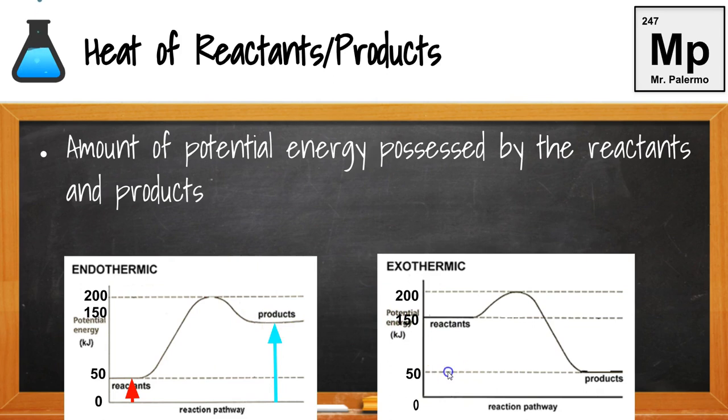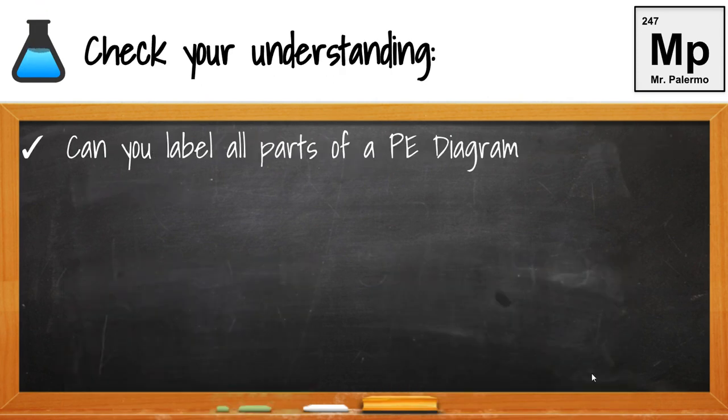For exothermic, here is the energy of our reactants. In this case, they have 150 kilojoules of energy. Exothermic, it's going to give off energy. That's why you see the potential energy diagram decrease. And our products have a lot less energy. In this case, they have 50 kilojoules. Let's check your understanding. Can you label all the parts of the potential energy diagram thus far?